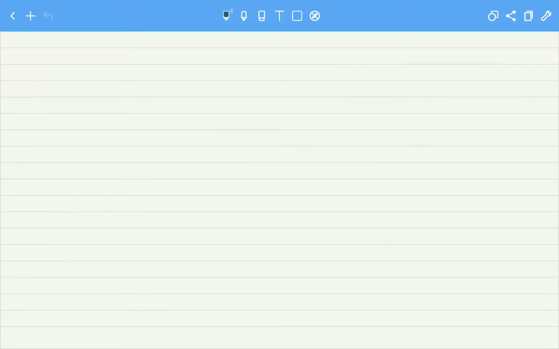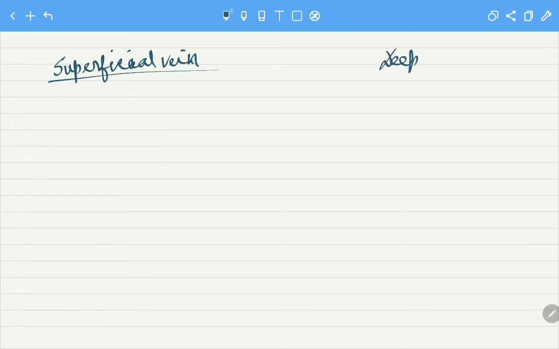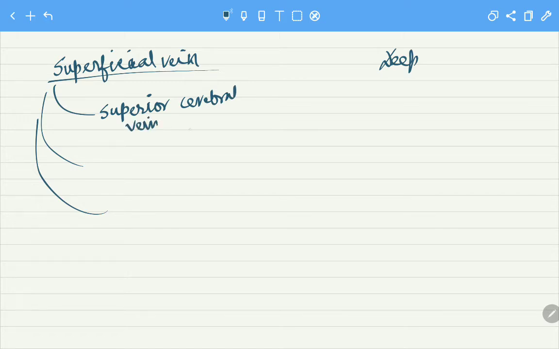So until now we have seen the superficial vein and the deep vein. Superficial vein has got three main parts. One is the superior cerebral vein, which drains mainly into the superior sagittal sinus.